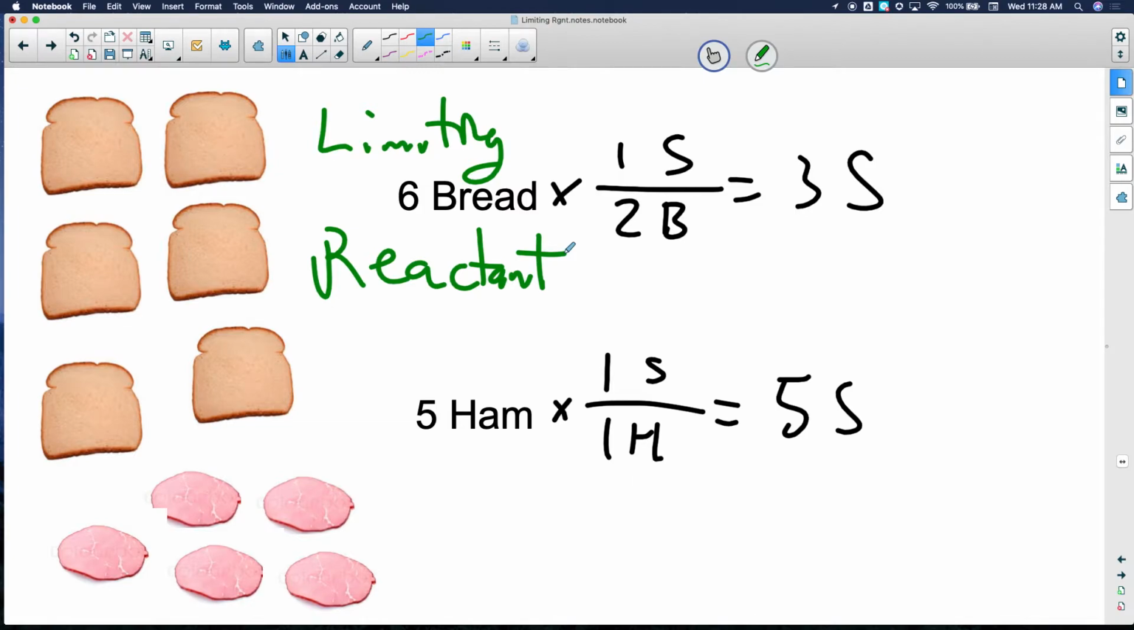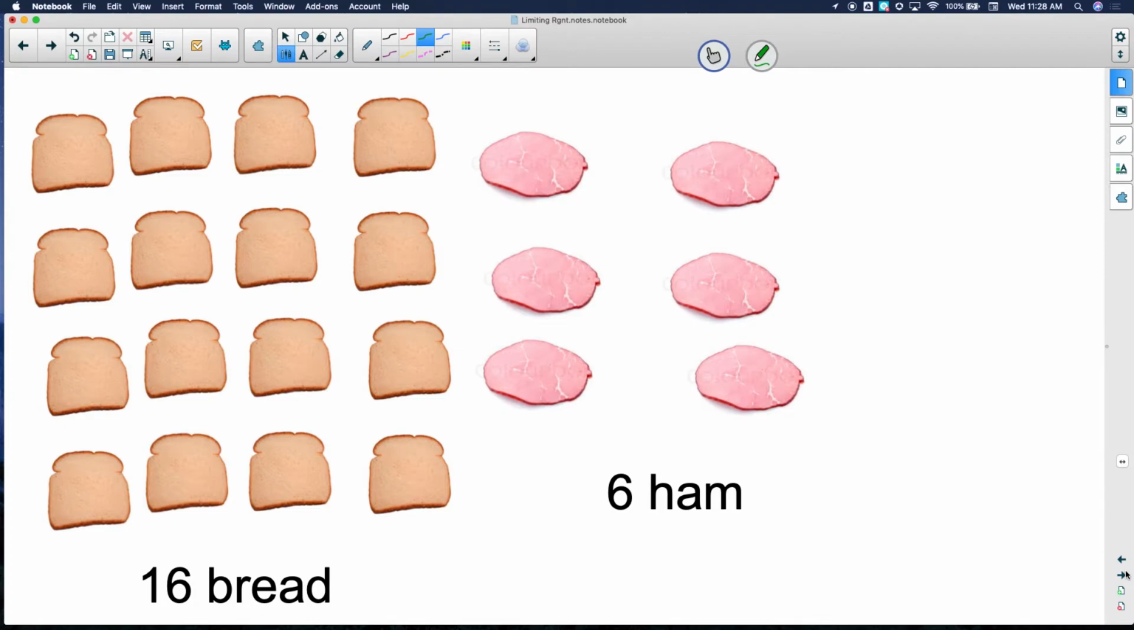Let's play the game again. If I have 16 pieces of bread and 6 pieces of ham, how many sandwiches am I actually going to be able to make? Discuss with the person next to you. Oh, come on, let me at least pick up the marker. Oh, we're smart, we figured these out already.